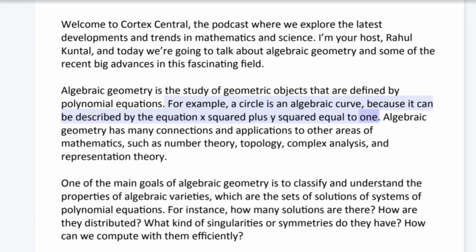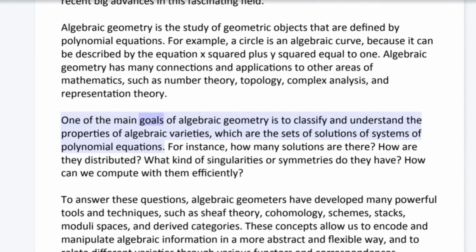squared equals 1. Algebraic geometry has many connections and applications to other areas of mathematics, such as number theory, topology, complex analysis, and representation theory. One of the main goals of algebraic geometry is to classify and understand the properties of algebraic varieties, which are the sets of solutions of systems of polynomial equations.